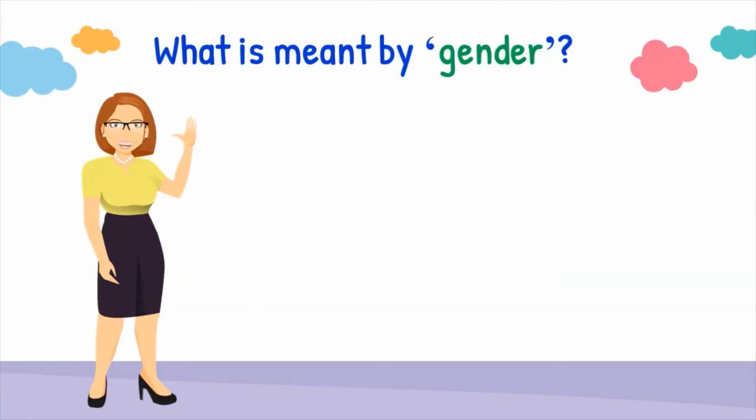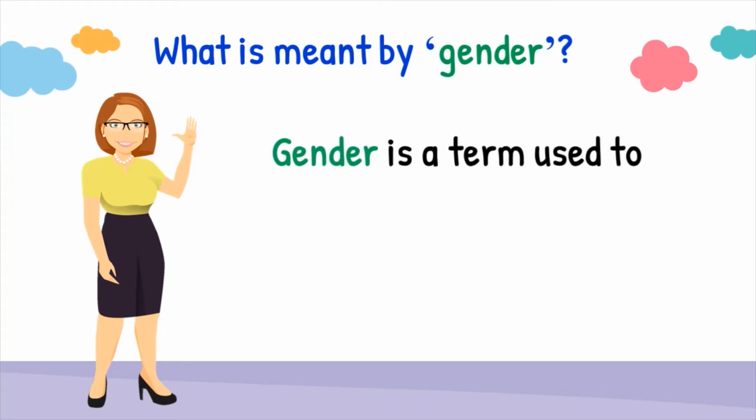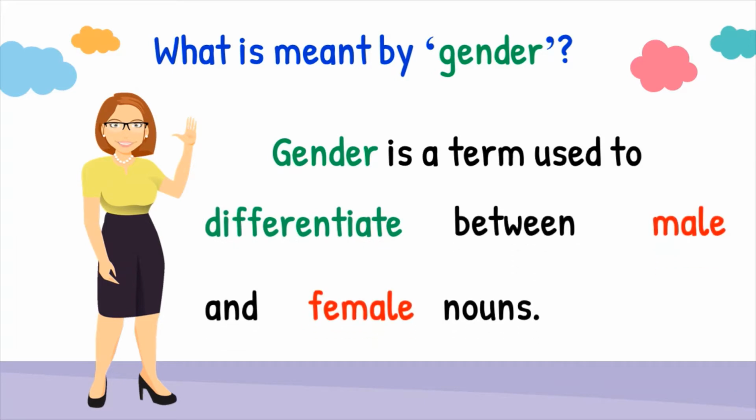Now, what do you mean by gender? Well, gender is a term that is used to differentiate between male and female nouns. In English, we use the word gender to find out nouns which are male and female.